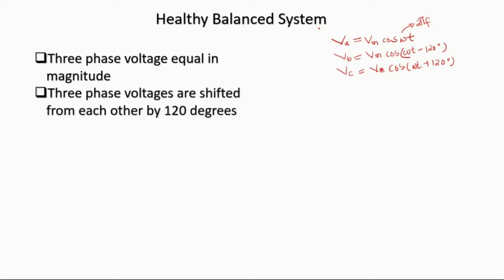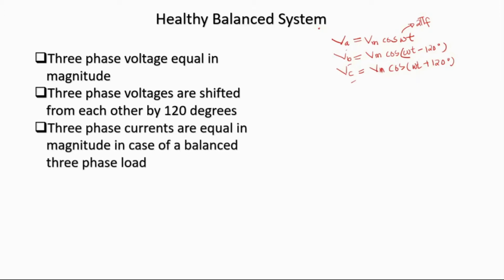The second one is that these three phases, namely VA, VB, VC, are shifted from each other by 120 degrees. So you'll notice here that the angle of V sub A is 0 degrees, the second one is 240 degrees, and V sub C is 120 degrees. One rotation gives us 360 degrees, and 360 divided by 3 is 120 degrees. So these phase voltages are shifted 120 degrees from each other. That is the second requirement.